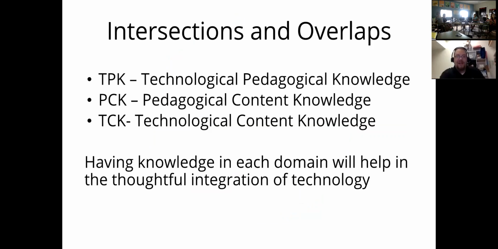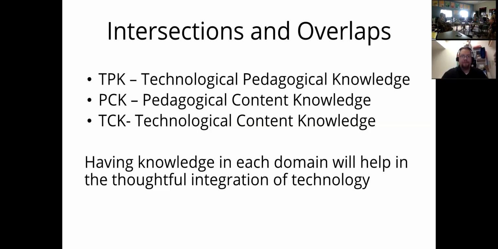So we have these intersections and overlaps here. When you put technology together with pedagogy, it creates this subdomain, the technological pedagogical content knowledge. You also have your PCK, your pedagogical content knowledge, and then your technological content knowledge. And we'll talk about what that means. And having knowledge in each of these domains and understanding those intersections are really crucial to successful integration of technology, where you're not just using the tool, you're really understanding how it's going to impact kids and how it impacts the learning.